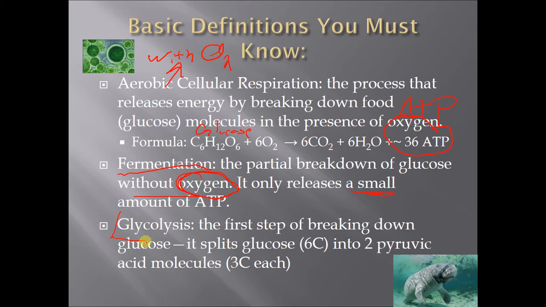Glycolysis specifically is the first step of cellular respiration. We basically split a glucose molecule into two pyruvate molecules. One 6-carbon glucose molecule into two 3-carbon pyruvate molecules, to start harvesting energy. So we start harvesting energy using that breakdown.